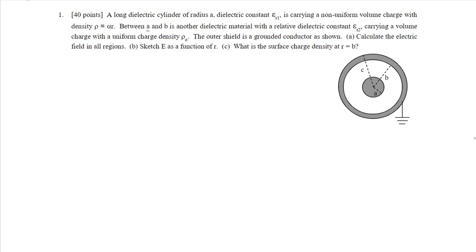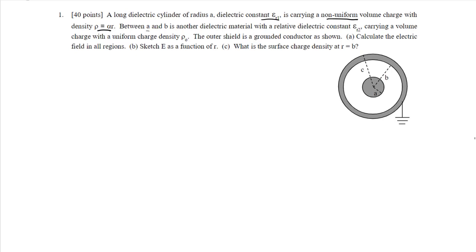Today we will be looking at Gaussian surfaces in dielectric coaxial cylinders. For this particular question, we will be looking at a long dielectric cylinder which has a radius of a. We are given a dielectric constant of mu r1 that is non-uniform, and this non-uniform volume charge density is given as rho equals alpha r.